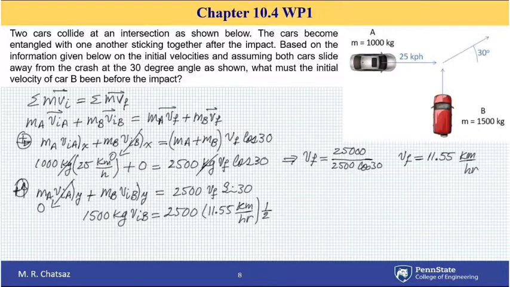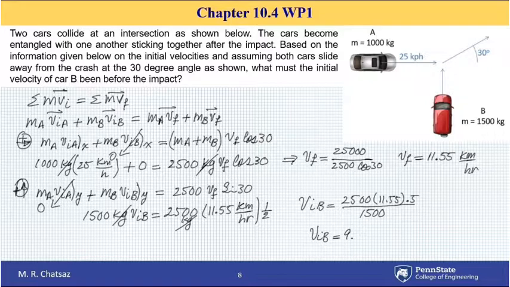Observe that kilograms cancel from both sides, therefore V initial B is simply 2500 times 11.55 times 0.5, the whole thing divided by 1500, and this gives a numerical value of the initial velocity of car B as 9.622 kilometers per hour.